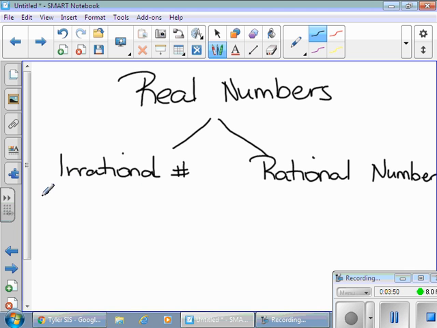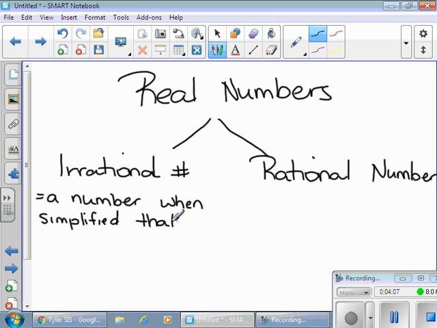An irrational number is a number, when simplified, which means it's worked down as much as you can, that never ends and never repeats.